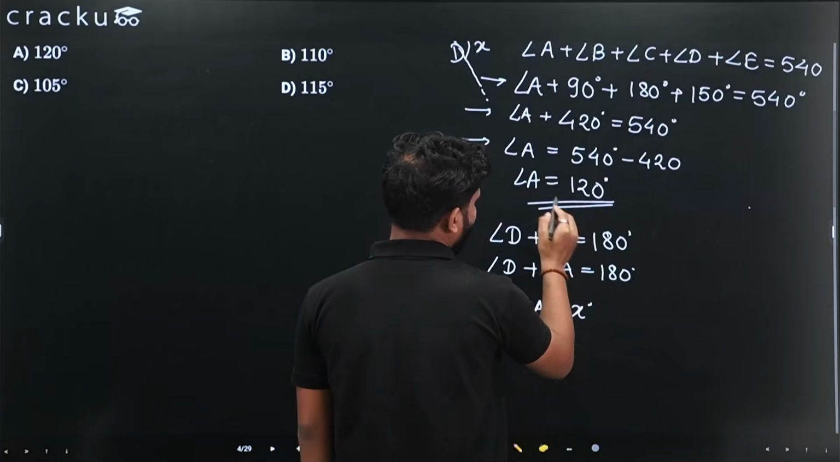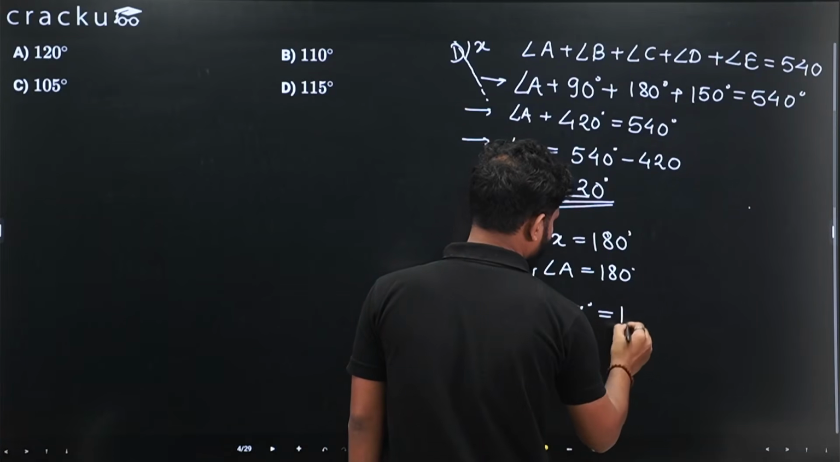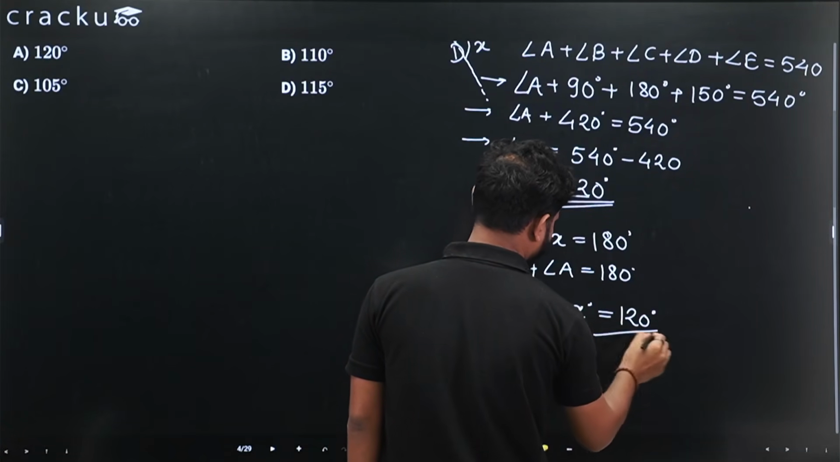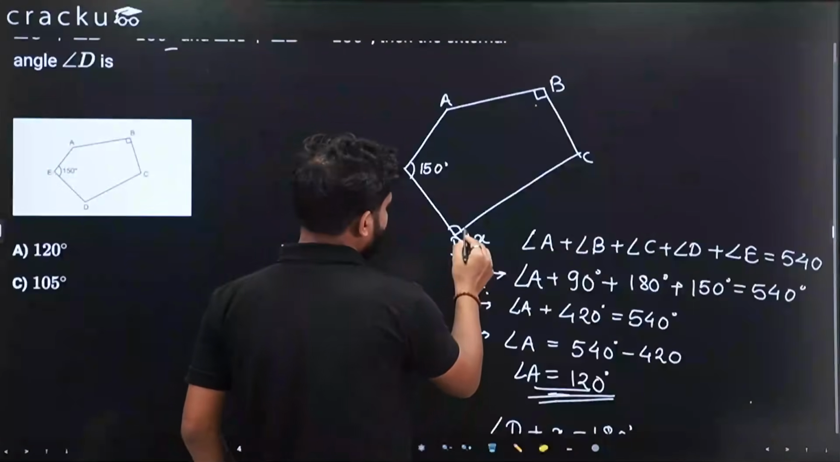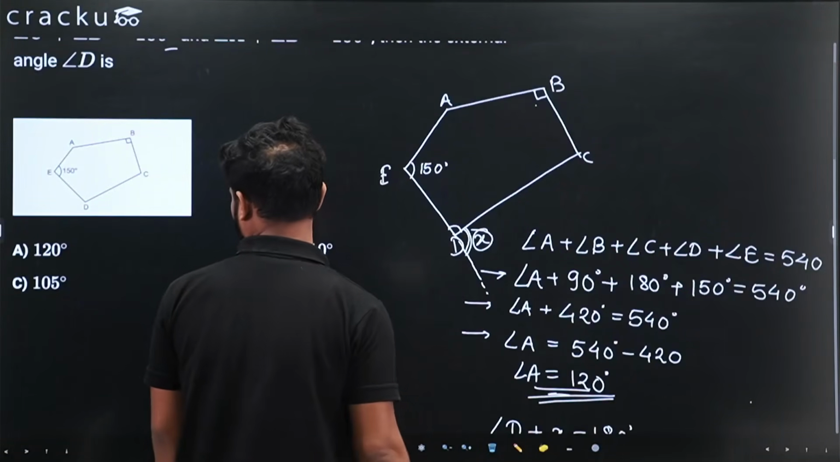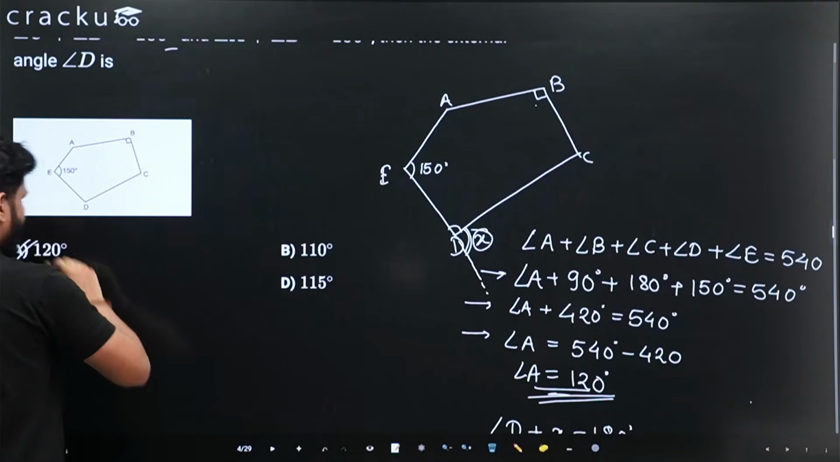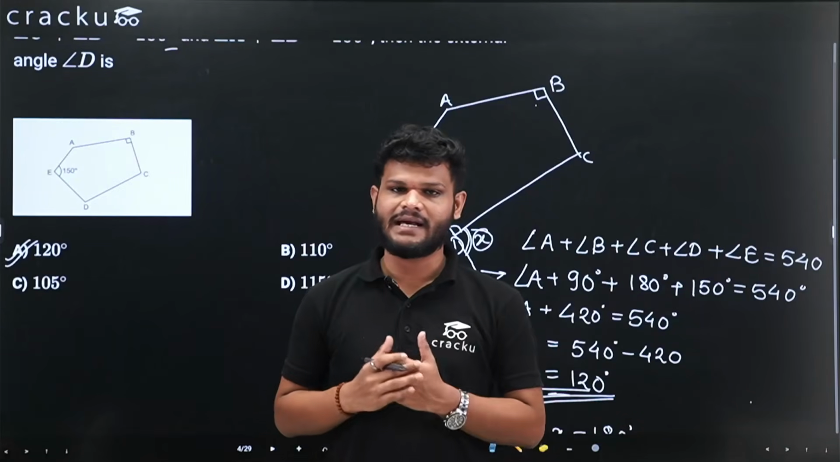And what is X degree? Angle A is 120 degree. So this is 120 degree. Hence the external angle, this X will be 120 degree. It is given in option number A. So option number A is the correct choice.